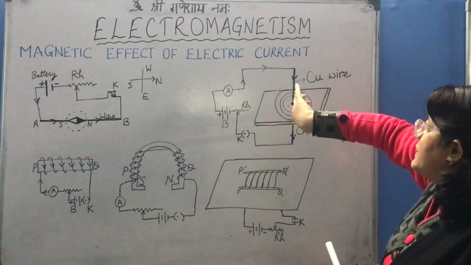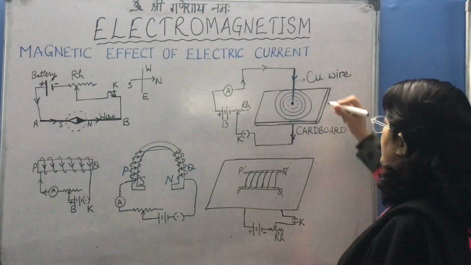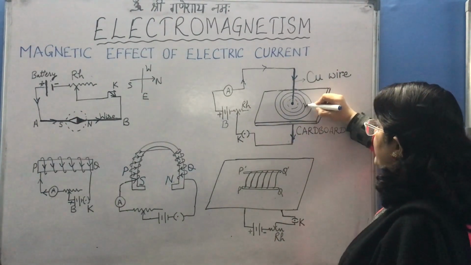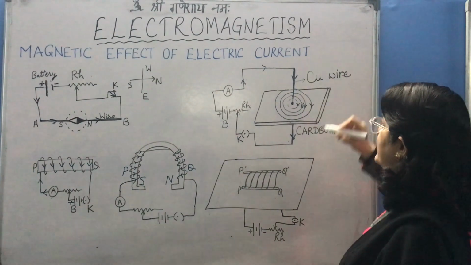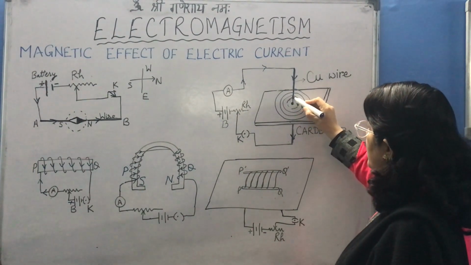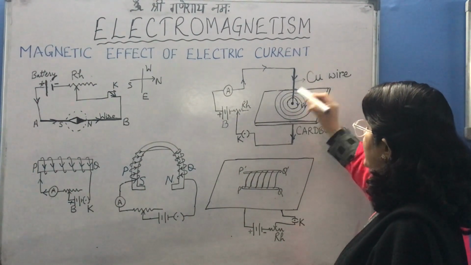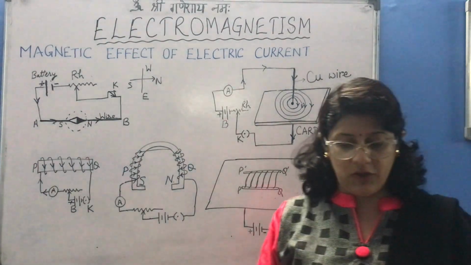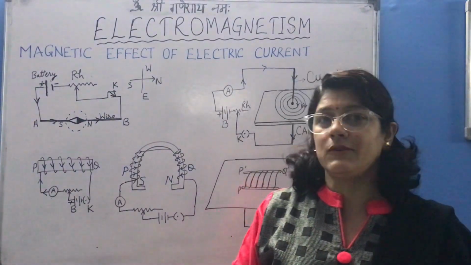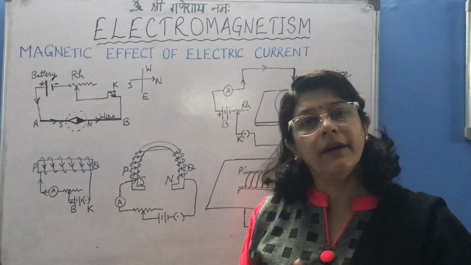As I can see, this is the clockwise direction. So if the magnetic field lines show a clockwise direction here, you can easily identify the direction of magnetic field lines in the case of a current carrying conductor.